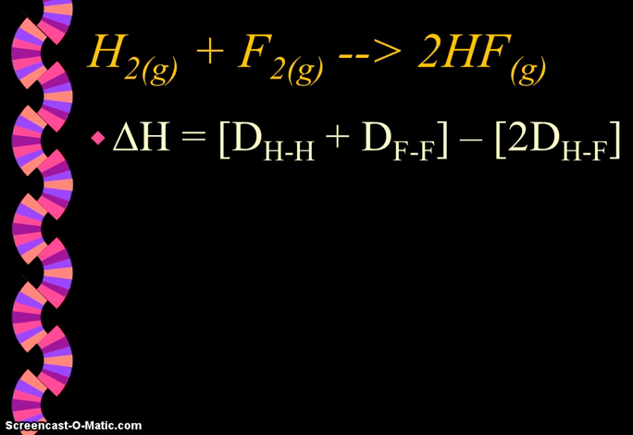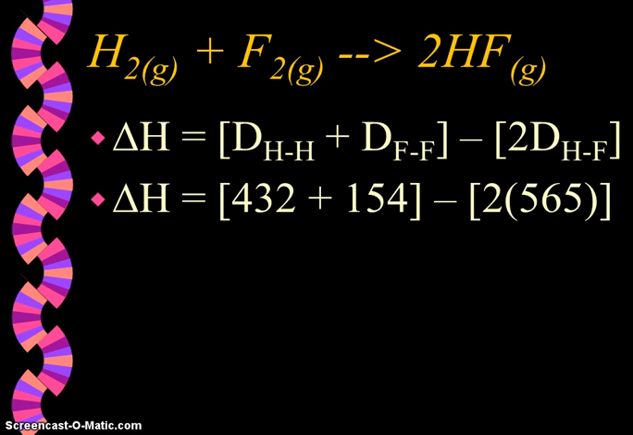So we look on our table, and it tells us that the bond energy for a hydrogen-hydrogen bond is 432. That's how much energy has to be added in to break that bond. The bond energy for fluorine-fluorine is 154. That's the amount of energy per mole of fluorine-fluorine bonds that we're breaking. We'll add those together. And then 565 is the bond energy for the breaking of a hydrogen-fluorine bond. But we've got two of them, so we're going to multiply that value by 2. And we're not breaking that bond, we're making it, so we're going to subtract that value, which in essence changes our sign. And what we find out is the enthalpy for this particular reaction is negative 544 kilojoules of energy.